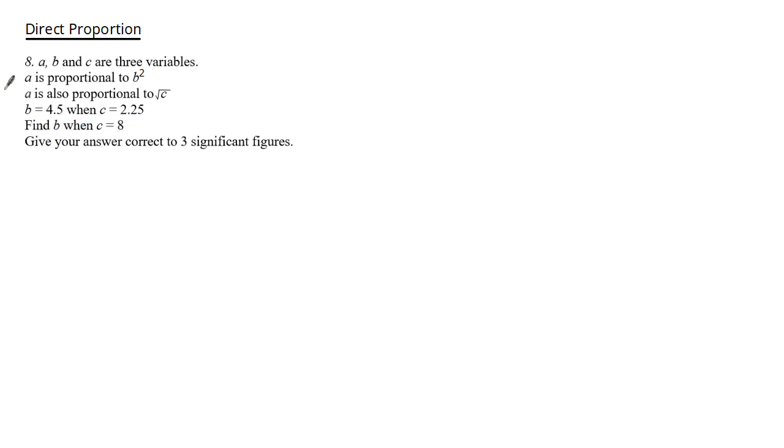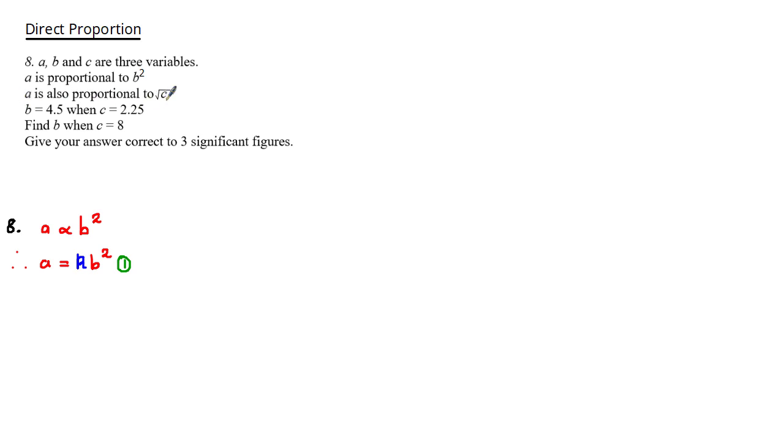So let's start off with the first statement of proportionality, that a is proportional to b squared. So we can write this statement, and therefore we can say that a is equal to k times b squared, where k is a constant to be found. And let's label this equation 1.